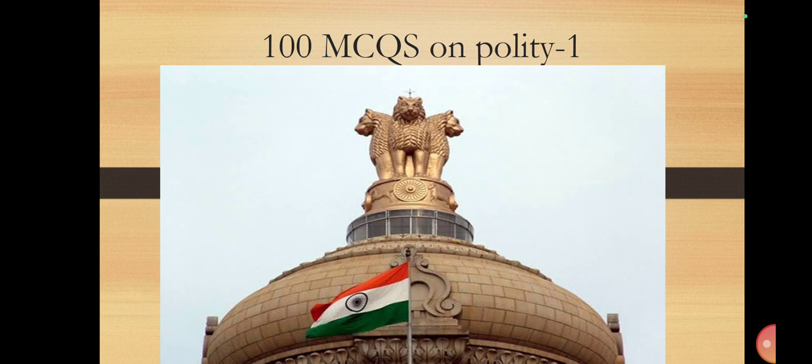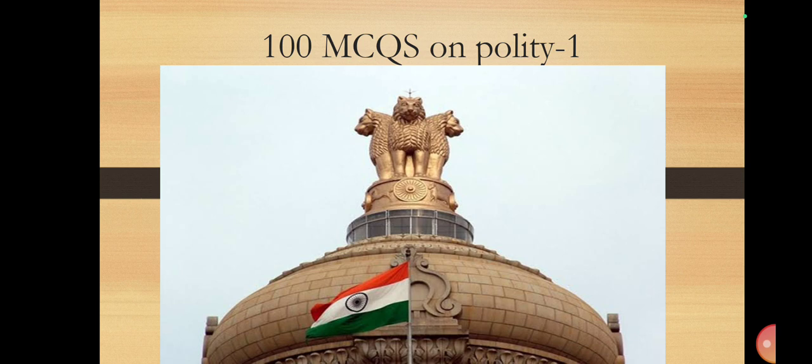Question 52. With reference to special provisions with respect to certain states, which of the following are correctly matched? Assam is 371B, Nagaland is 371A, Arunachal Pradesh is 371H.